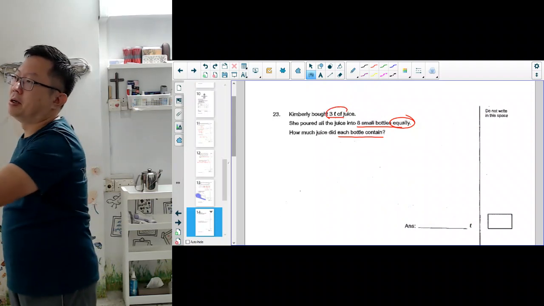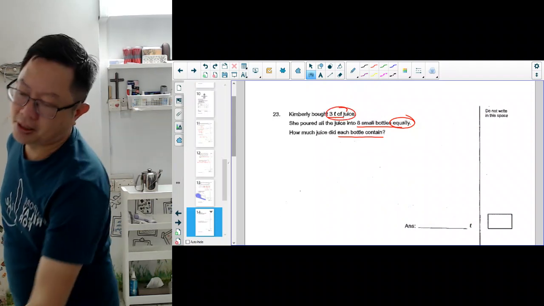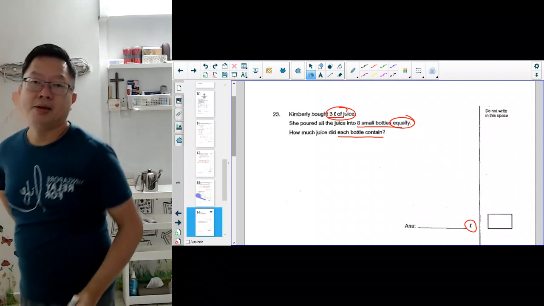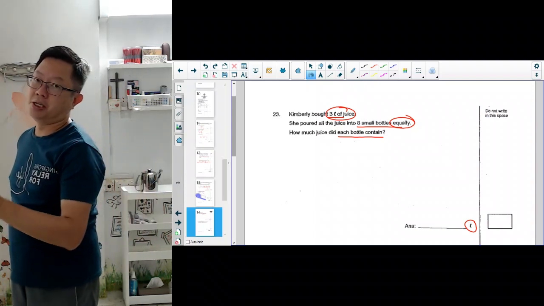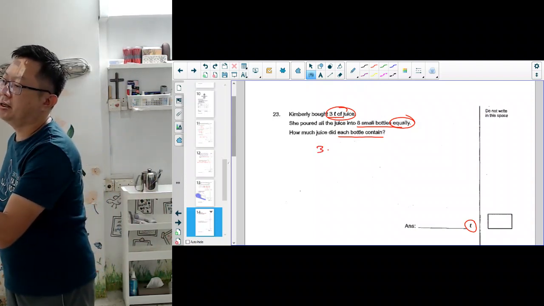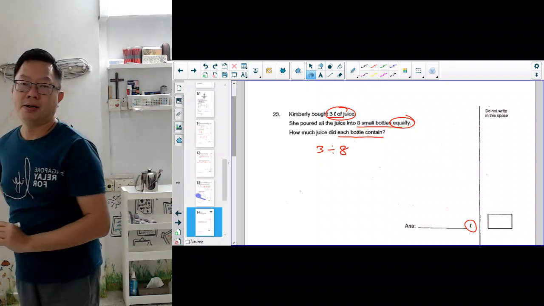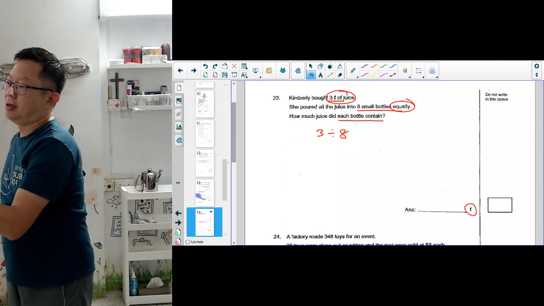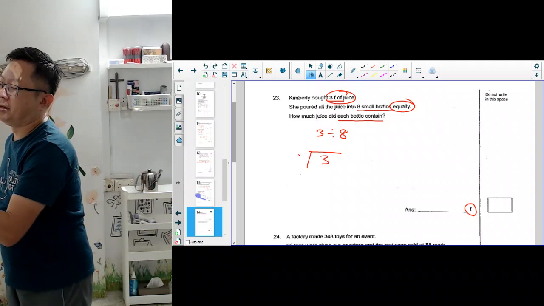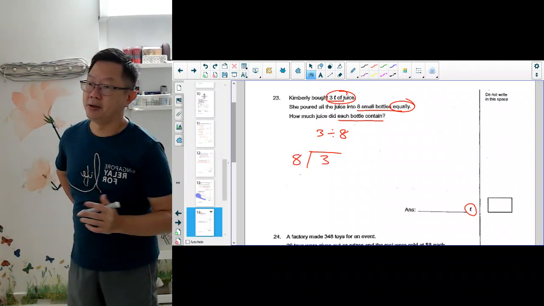Why are you not going to change it to ml? Because your answer has a liter there, which means that you don't want to change it to ml. You have to take 3 liters divided by 8. And how do you do that? That is your dividing, right? You have to know how to get your decimal.